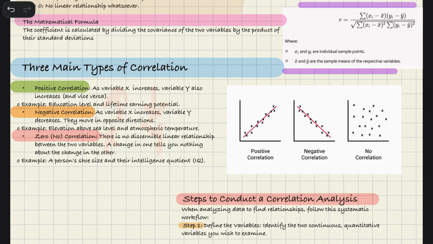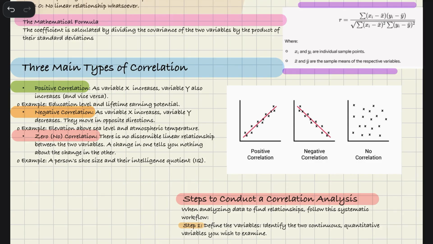For instance, think of elevation above sea level and atmospheric temperature. The higher you climb on a mountain, the lower the temperature drops. So this is a negative correlation between elevation above sea level and atmospheric temperature. Then we have zero correlation. This means there is no direction or no linear pattern. A change in one variable tells you absolutely nothing about the other.